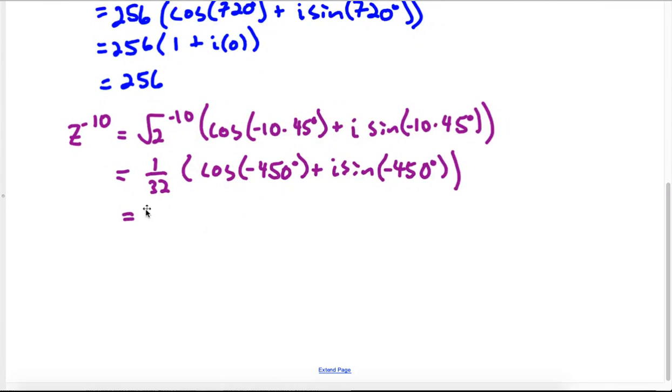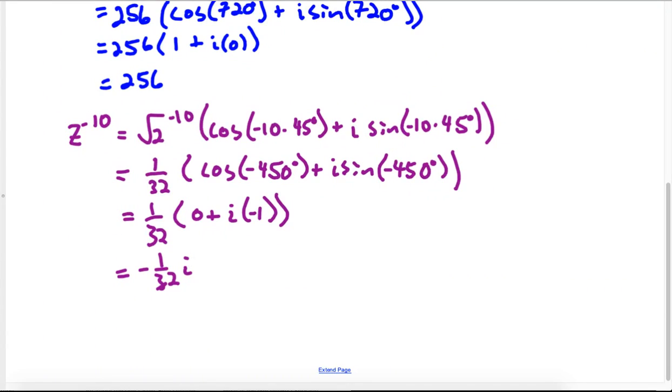So this becomes 1 over 32 times 0 plus i times negative 1. Simplifying this, 1/32 times 0 is 0, and then 1/32 times i times negative 1 would just be negative 1/32 i. Okay, so that is the idea behind de Moivre's theorem.